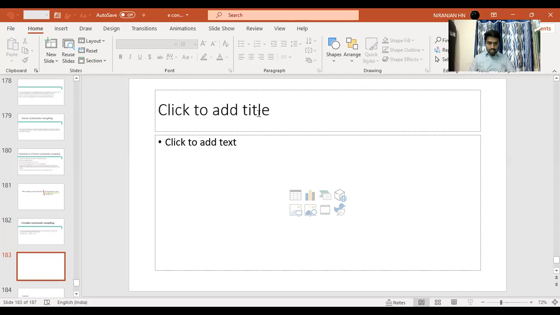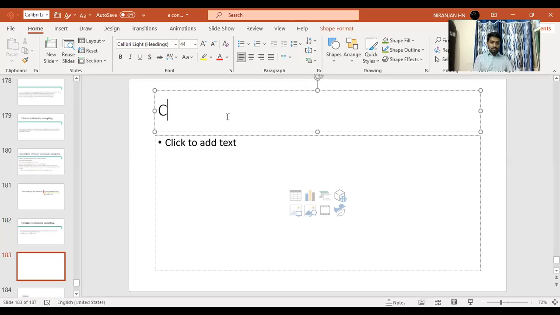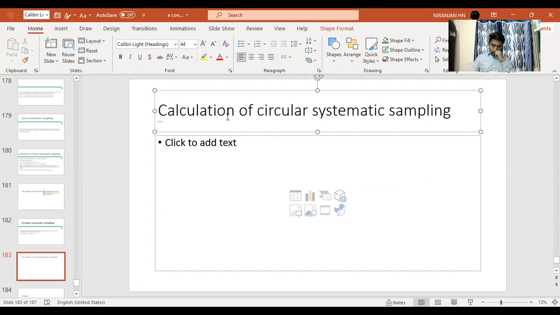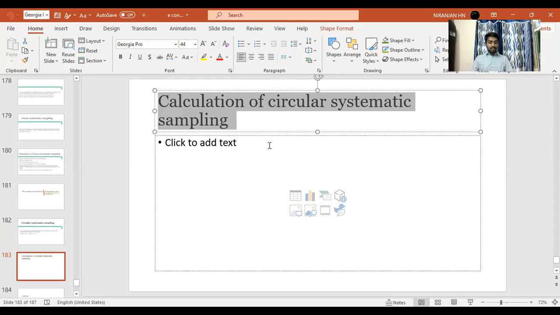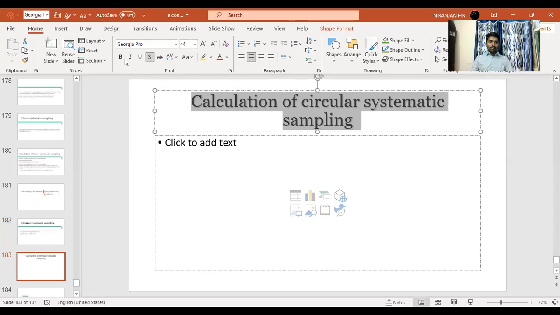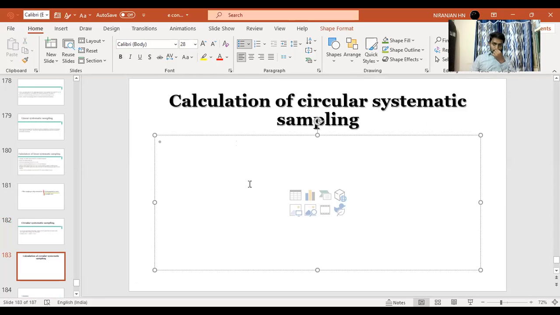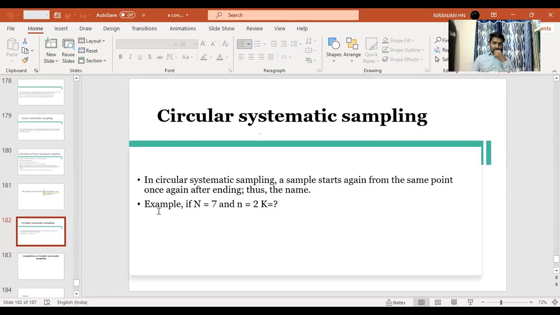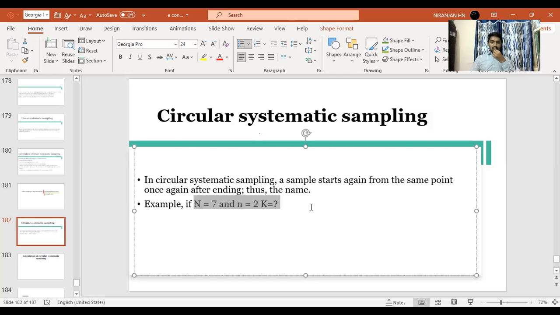What I'll do is show you the calculation. Circular systematic sampling. Yes, I'm going to show you an example of circular systematic sampling. So how am I going to show you this? We will look into this formula. We'll take the given here. The given here is N equals 7 and n equals 2, and we have to find k.